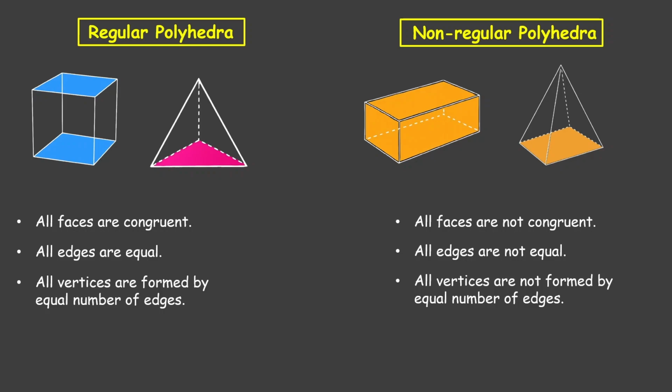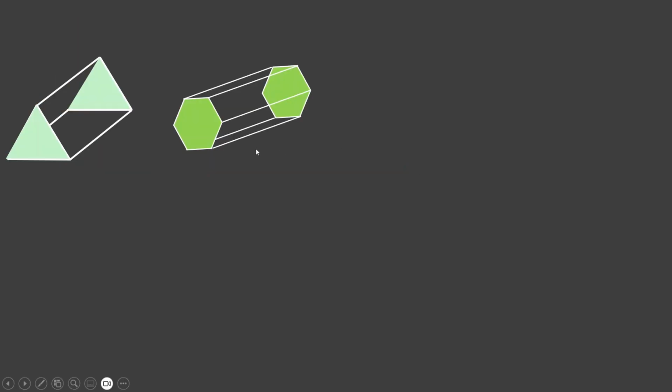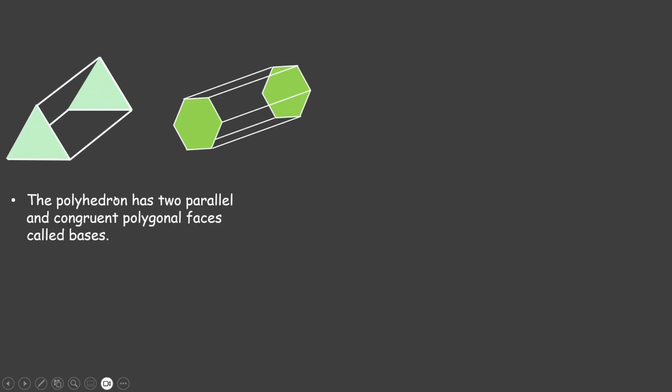Let us look at some types of polyhedron now. Look at these two examples. You would find out one very interesting thing, which is that both of these have two parallel and congruent faces. The polyhedron has two parallel and congruent polygonal faces, and these are called bases. For example, in this case, the congruent and parallel polygonal faces are triangles. In this case, it's the hexagon.